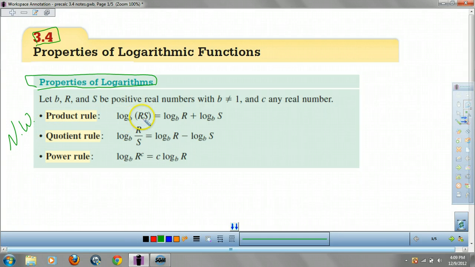Product rule says your log of r times s equals log of r plus log of s. Okay. For example, log base 3 of 2x equals log base 3 of 2 plus log base 3 of x. Okay? Now, I want you to think about this.